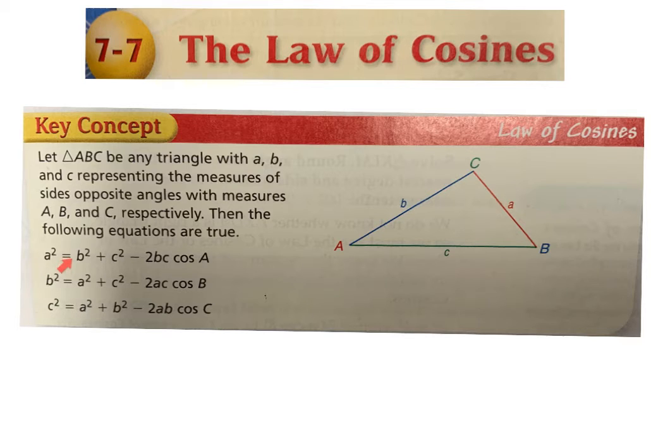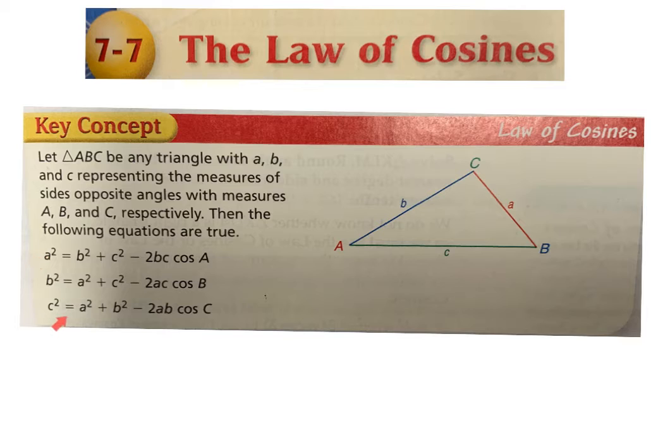A squared equals B squared plus C squared minus 2BC cosine of A. This will always follow. If you are talking about the angle A here, that is the side that will be out here. The other two will be these two. They give you all three of them. B squared equals A squared plus C squared minus 2AC cosine of B. You'll notice the angle and the side on the outside match. That's all you have to remember for these.